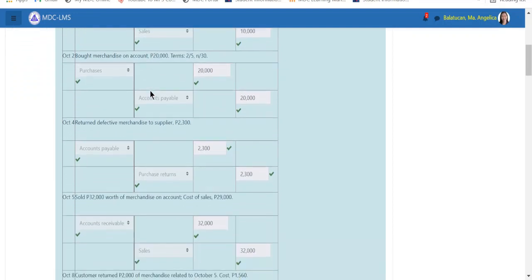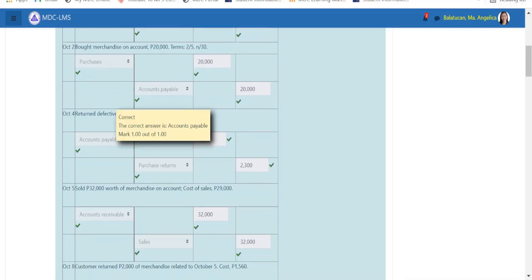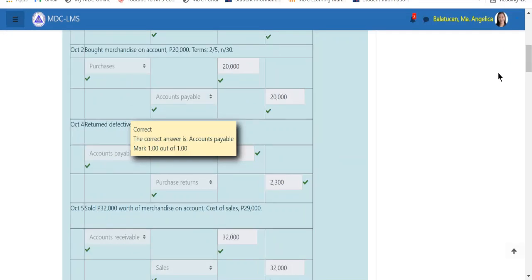October 2, bought merchandise on account. That's 20,000 pesos. That's 2 over 5 and 30.